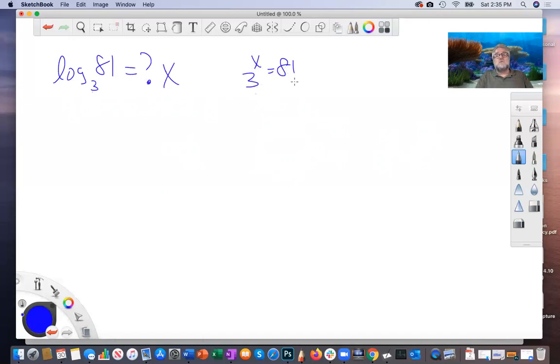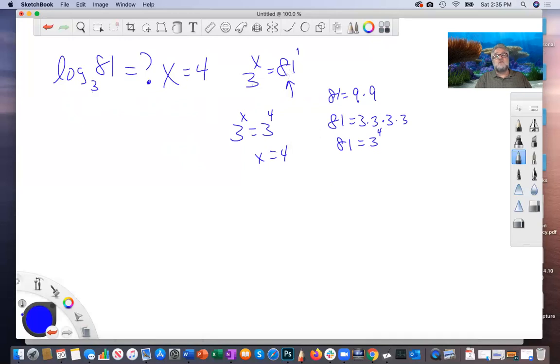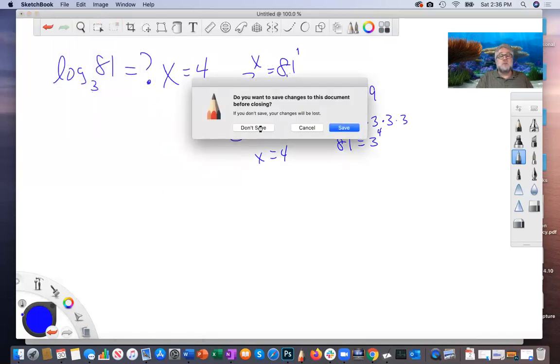So 3 to the x equals 81. Well, these aren't the same. What do we do? We have to change this to a base 3 somehow. I know 81 is equal to 9 times 9, and that's equal to 3 times 3 times 3 times 3. Oh, 81 is equal to 3 to the 4th. 1, 2, 3, 4. So 3 to the x equals 3 to the 4th. x equals 4. So you have to force the bases to be the same so you can equate the exponents. Very common problem-solving strategy for these.